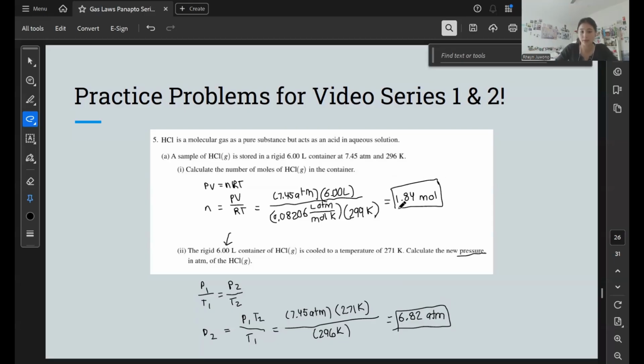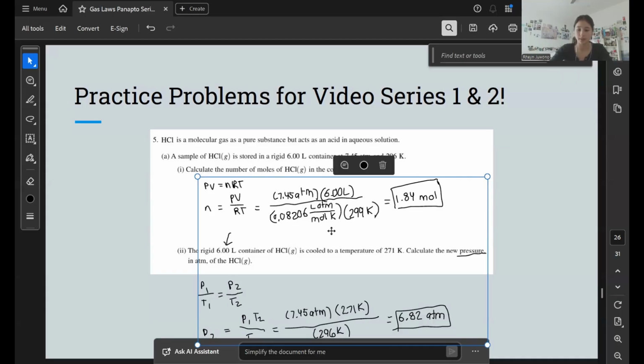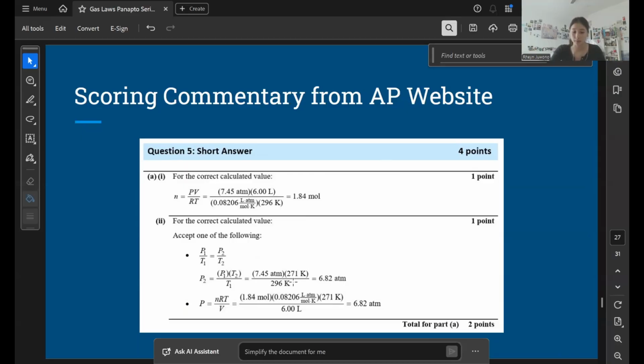So these are the answers we got. Let me clear the board. Okay. And I included the scoring commentary from the AP website. Along with the past FRQs, they'll give you sample responses and exactly what they're looking for. So this is the rubric for this question. And as you can see, we got the correct answers. And they do provide what they're looking for, formula-wise.